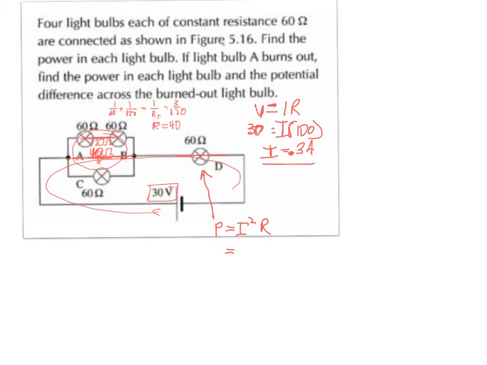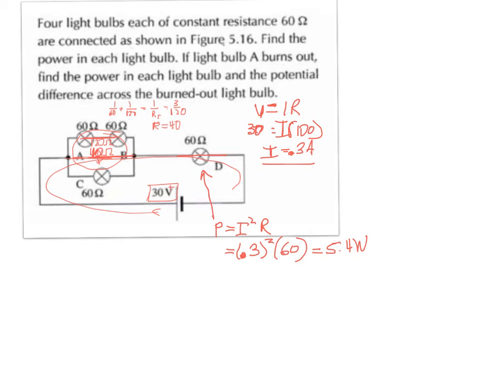And so I do 0.3 squared times 60. When I work that out, that will be 0.09 times 60, which gives me 5.4. So I'll have a power of 5.4 watts there. Okay, and then I move over to these guys.